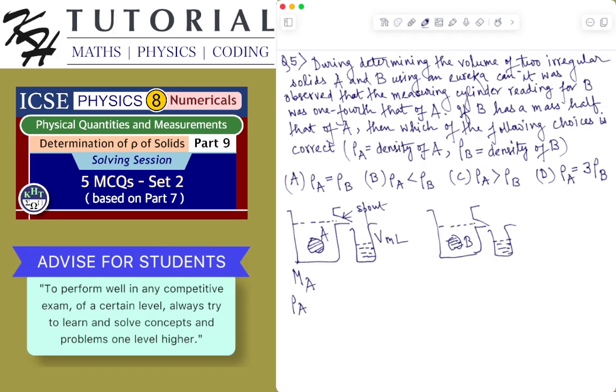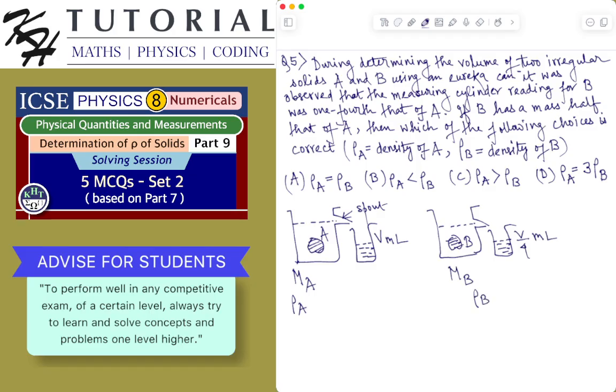It is saying that during determining the volume of two irregular solids A and B using an Eureka can, it was observed that the measuring cylinder reading for B was 1/4 that of A. So clearly the reading for B will be V by 4 ml. And let's say the mass of the body B is MB, and the density is given as rho B.